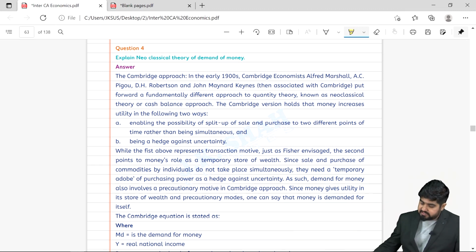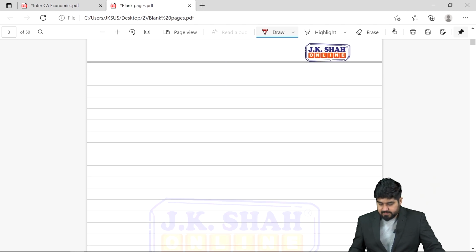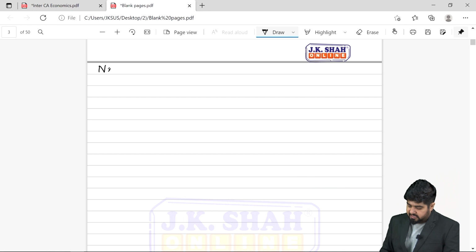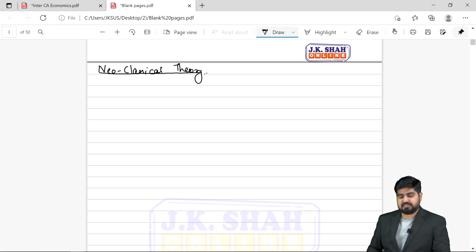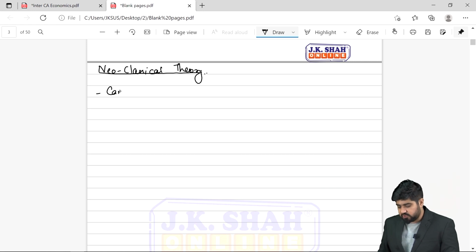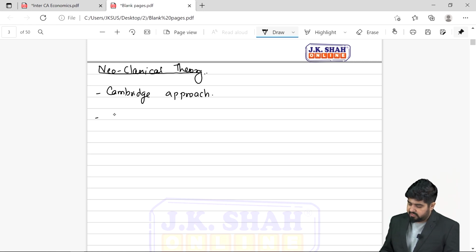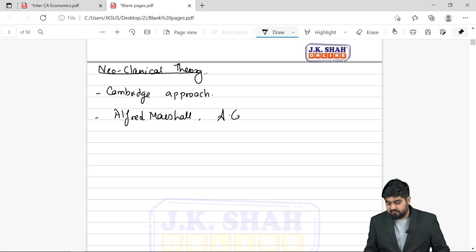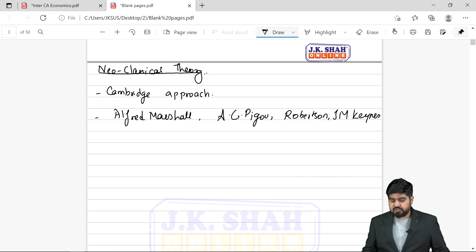Theory number 2, which is called the neoclassical theory. Now friends, when I say neoclassical theory or neoclassical approach, this is also called the Cambridge approach. This theory was given by 4 different economists. Who are they? Alfred Marshall, your favorite economist from your childhood. Then we have A.C. Pigou, Robertson, and J.M. Keynes. Okay, so these are the 4 economists who have worked on this theory.